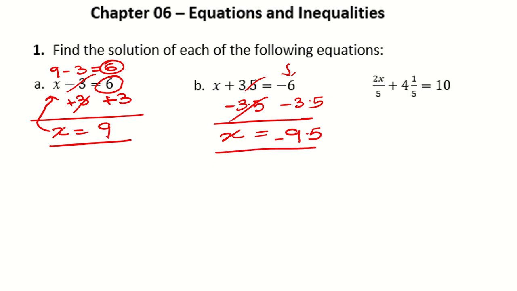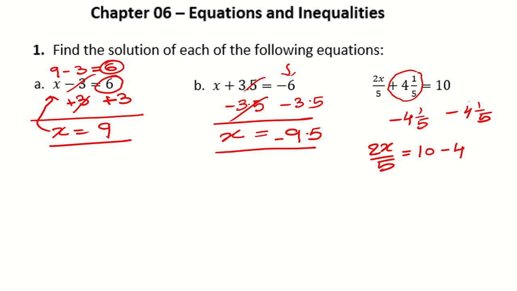Now another question is 2x over 5 plus 4 and 1 over 5 is equal to 10. Now see, this is not a one step equation. This is a double step or multi-step equation. So first of all, we will deal with the positive or negative here. This is positive, so first we'll try to remove this. So -4 and 1 over 5 on both sides. So this will be 2x over 5 is equal to 10 minus 4 and 1 over 5.